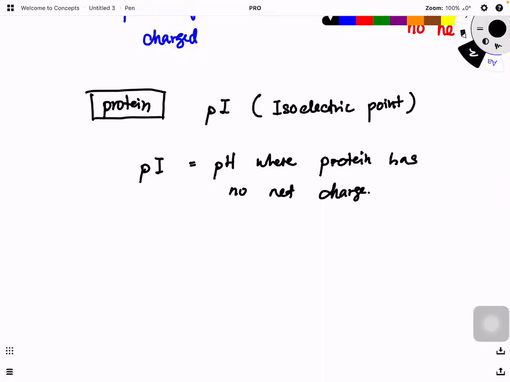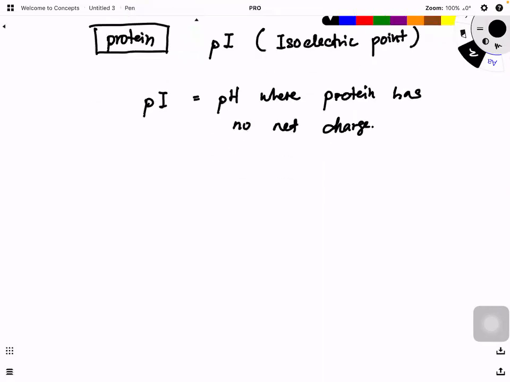So how are we going to do this? Okay, now look at this. If the pH is not equal to pI, it means that the protein is going to have net charge. Correct or not? When the pH is not equal to pI, the protein is going to have net charge.